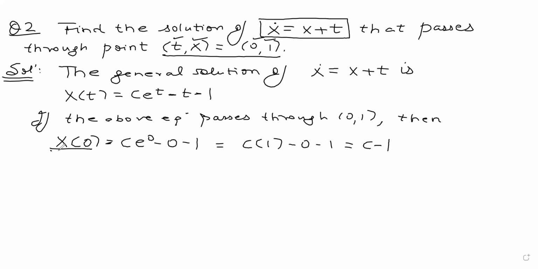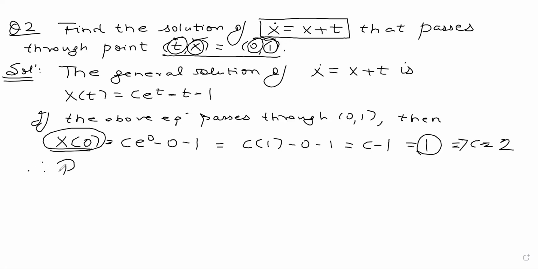And what is x as a function of 0? It's equal to 1. This is equal to 1. Because when t takes the value 0, x takes the value 1. So x of 0 itself is equal to 1. So I can write c minus 1 is equal to 1, which implies c is how much? It's nothing but 2. C comes out as 2.